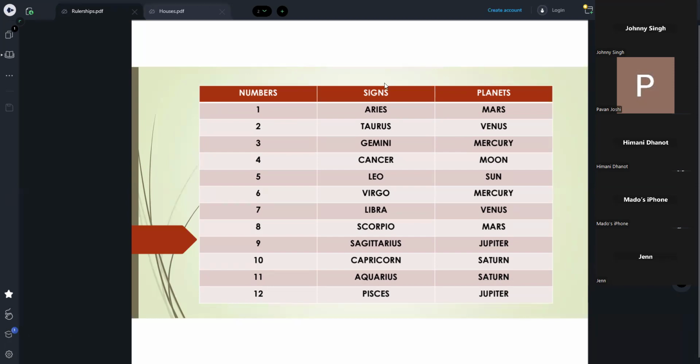It is very important that you memorize this table, because when you're looking at a chart, and you see number 6, it shouldn't take you any time to realize that 6 corresponds to Virgo, and the ruler for Virgo is Mercury. The first sign, Aries, is ruled by Mars. People coming from the Western side are going to associate Scorpio with Pluto, but here we're just going to stick with the 9 planets.